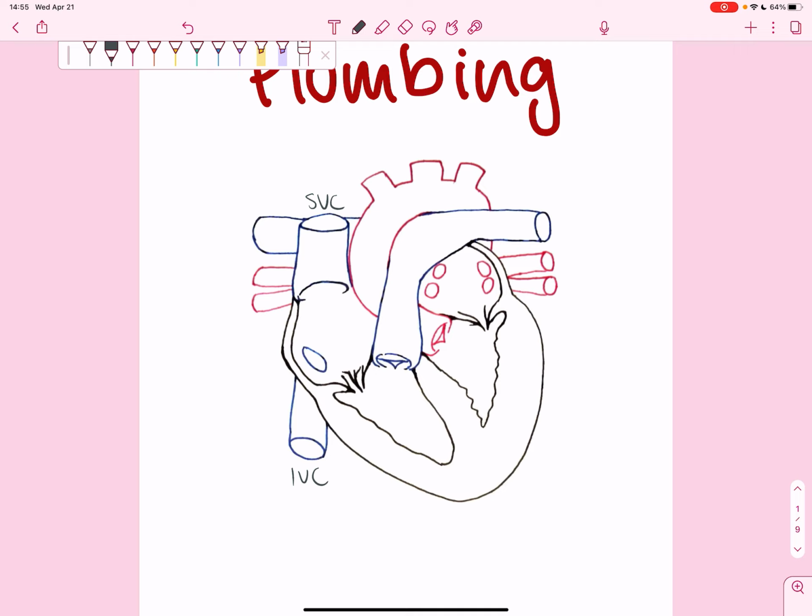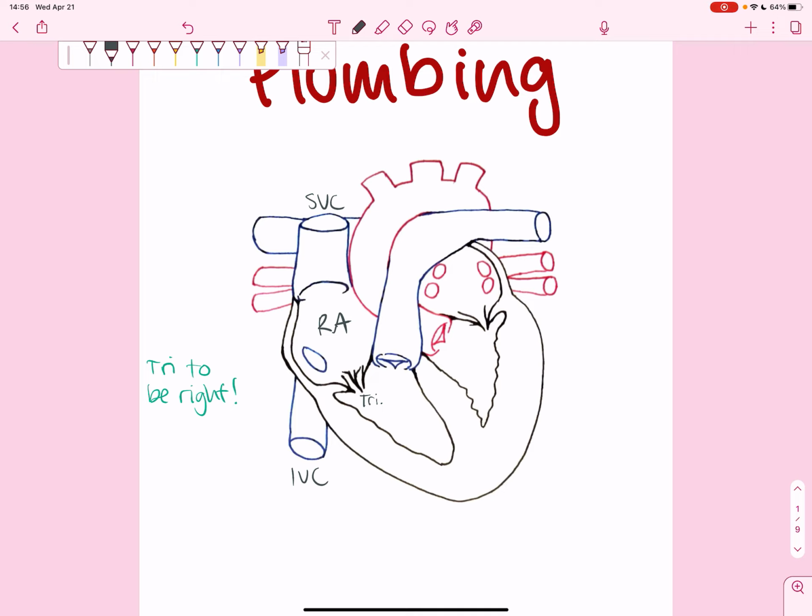Then we'll go on to the right atrium. And then we have the tricuspid valve. I'm just going to write tricuspid valve. And a trick that I learned in human anatomy in high school is this little phrase called, "Try to be right." So I'll write that down. Try to be right. So the tricuspid valve is on the right side of your heart.